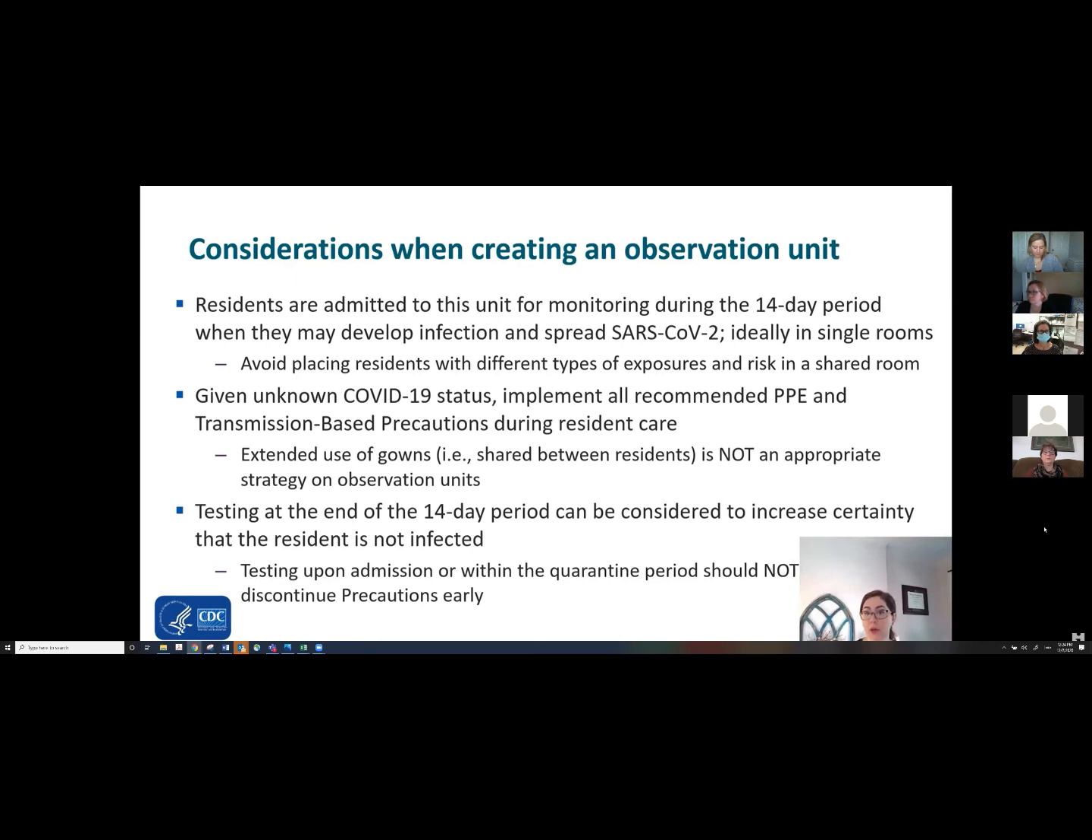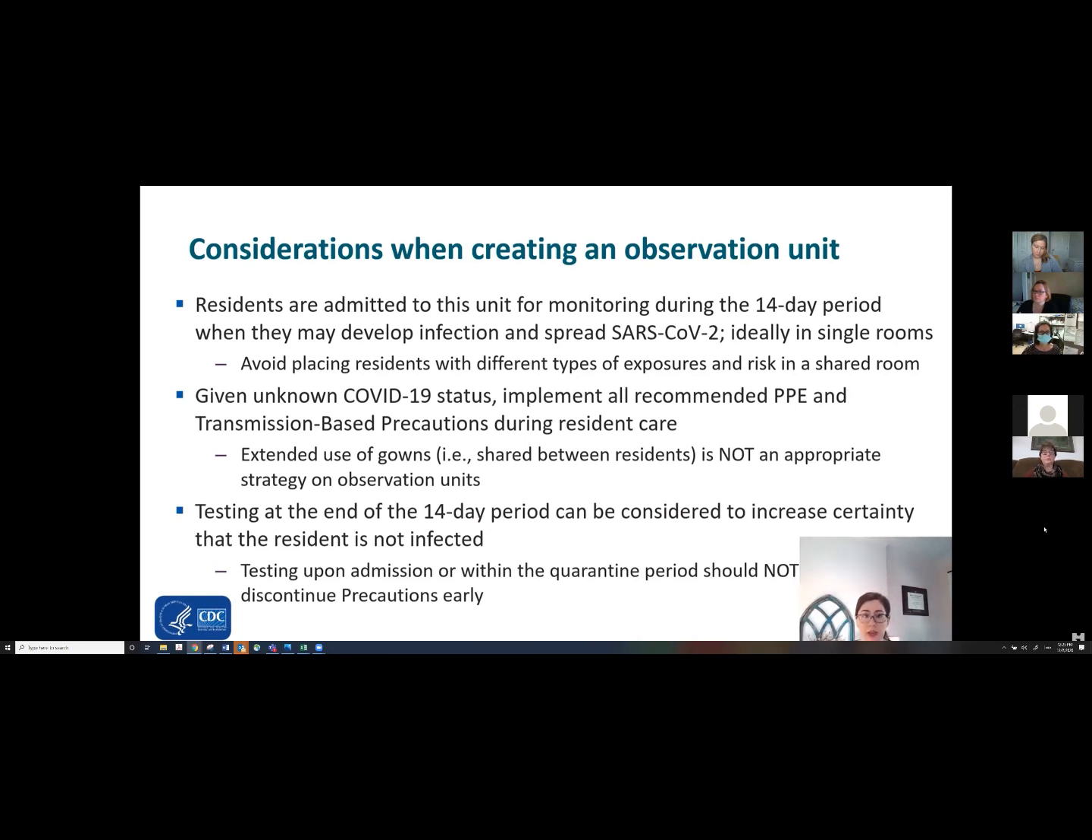As I mentioned, you want to make sure that you are using all recommended COVID-19 PPE and transmission-based precautions for these residents. We do know that with shortages of PPE, there are some strategies that you may need to use, some of the contingency and crisis strategies. However, extending the use of gowns specifically, so wearing the same gown for the care of more than one resident, is not something that we recommend on a unit like an observation unit. Extended use of gowns is a crisis strategy. It's a strategy that you use when you are pretty much out of gowns and you are caring for individuals who all have the same infectious pathogen.